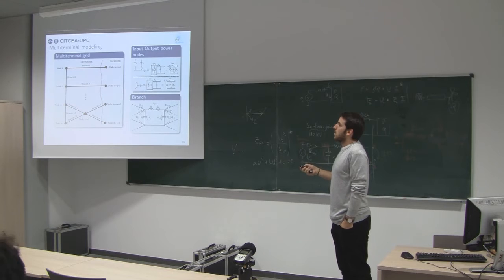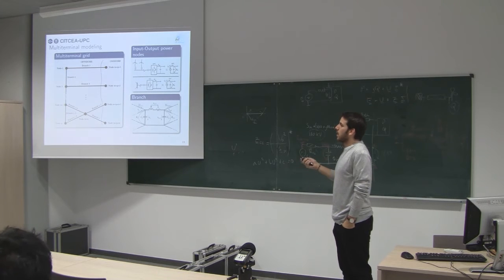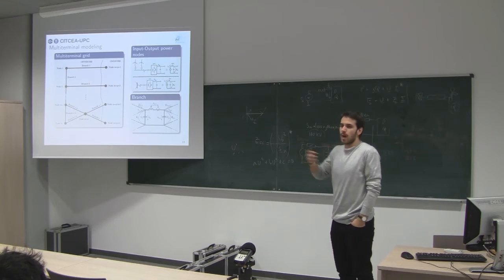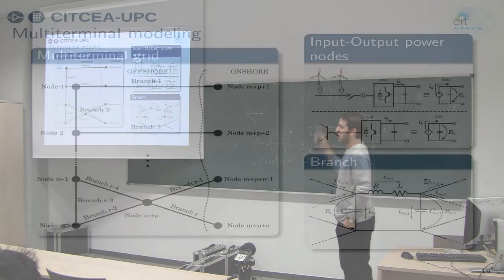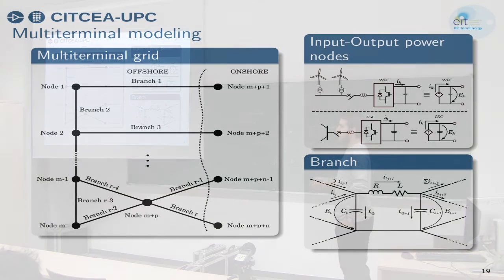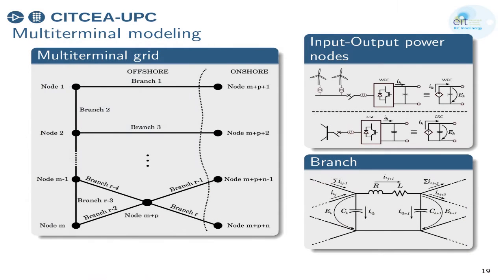Okay, so here you can see, imagine a multi-terminal grid as I'm explaining. So it's N nodes, M nodes on the wind farm. So M wind farms. We wanted to do it generic. So we thought about N possible interconnections and N onshore AC connections to the grid, connected with R branches. It was a completely generic code. So the input and output power nodes.